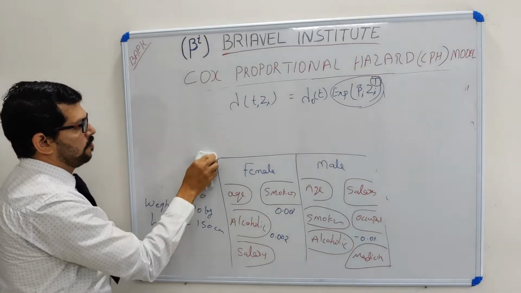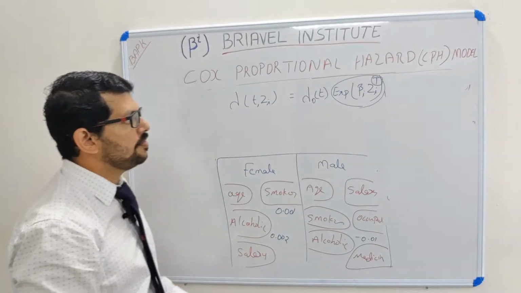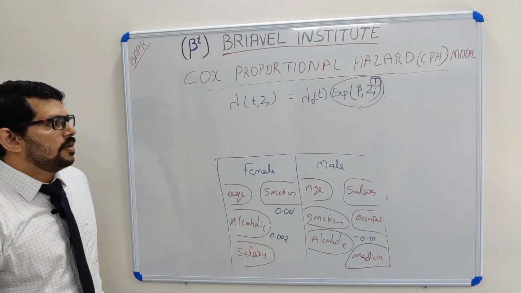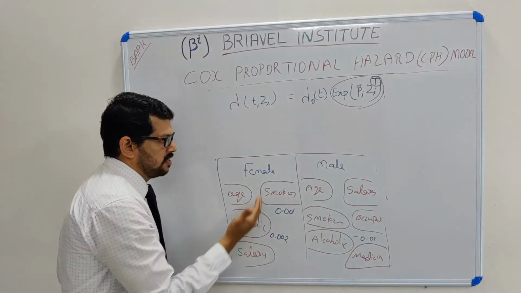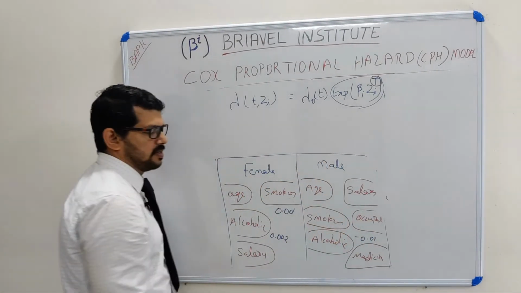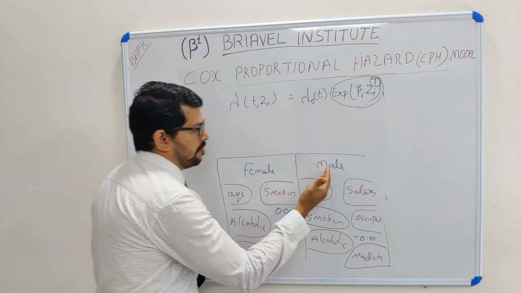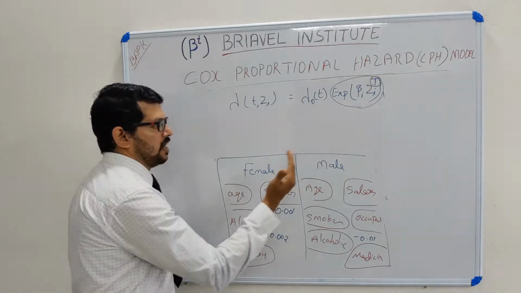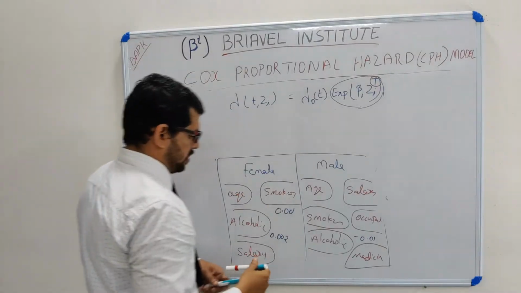Now we will explain why it is called proportional hazard. What is the reason why it is called a proportional hazard? We can compare each individual. We can compare a female alcoholic person with a male alcoholic person, what their mortality rate is. A female smoker we can compare with a male smoker. We can compare all these individuals to see whose hazard rate is more or less. That is the reason we call it a proportional hazard.